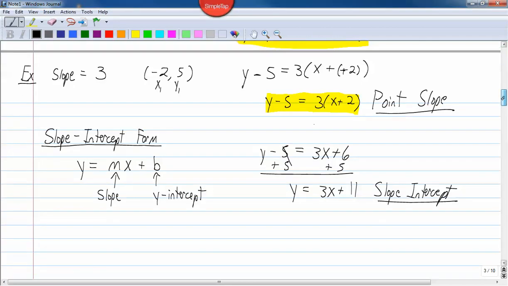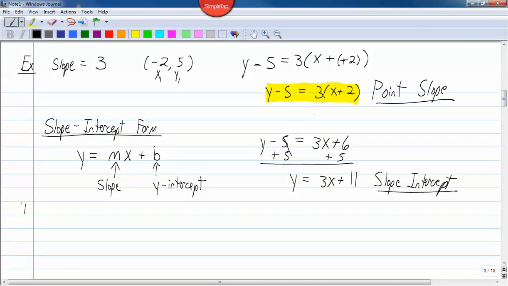So let's say I want you to try this one. Let's say the problem says write an equation in point slope form and slope intercept form for the line with a slope equal to 6 that passes through the point (2, -5). So I want you to give me the point slope form and the slope intercept form.